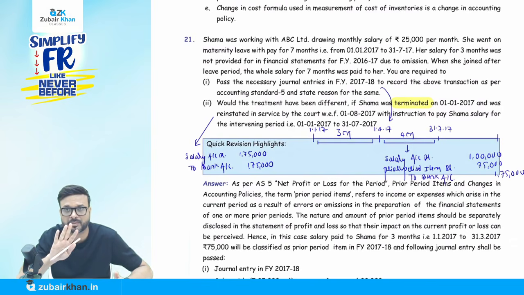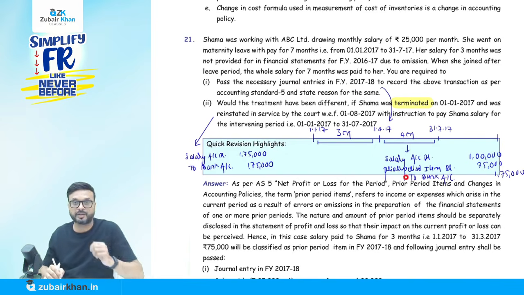I will tell you what these 3 months are. When she joined after the leave period, the whole salary for 7 months was paid to her. You are required to pass the necessary journal entries in financial year 17-18 to record the above transaction as per Accounting Standard 5 and state the reason for the same.